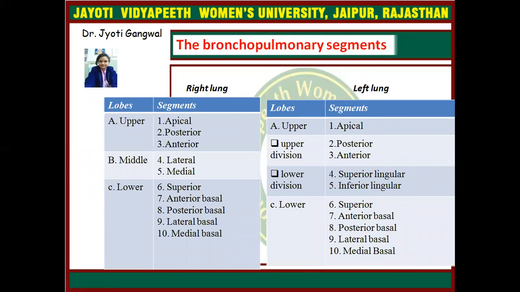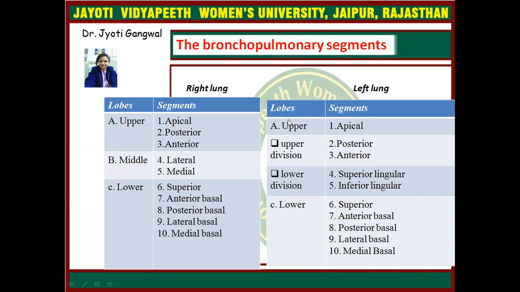Now the bronchopulmonary segment. On the right side, there are 3 lobes, upper, middle, and lower. The upper lobe is divided into 3 segments: apical, posterior, anterior. The middle lobe is divided into lateral segment and medial segment. And the lower lobe is divided into 5 segments: superior, anterior basal, posterior basal, lateral basal, medial basal.